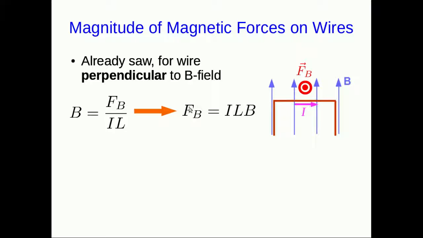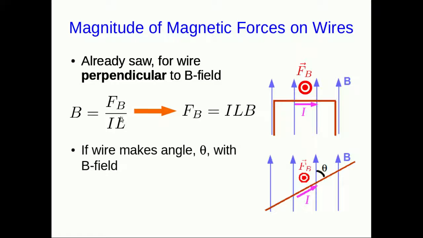However, note that this only works if the wire is perpendicular to the magnetic field. And we already saw this because these pieces of wire here that are parallel to the magnetic field have no magnetic force acting on them. That tells you that there must be some dependence on the angle between the wire and the field.